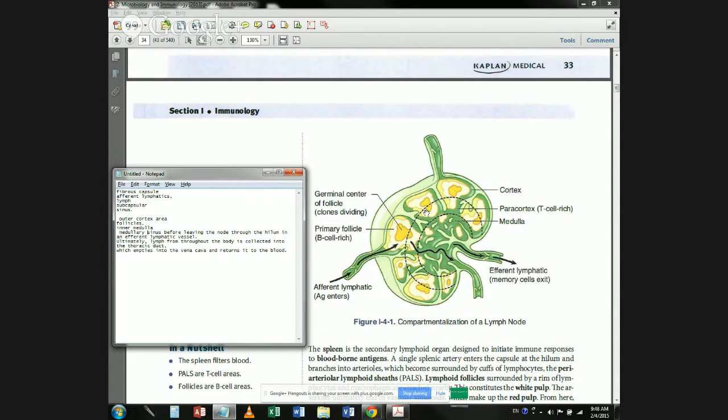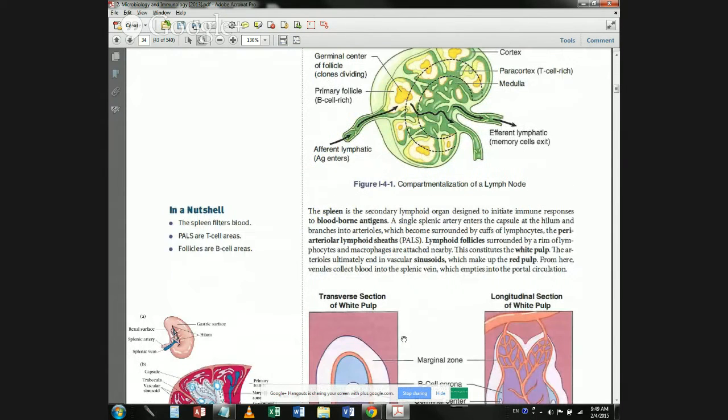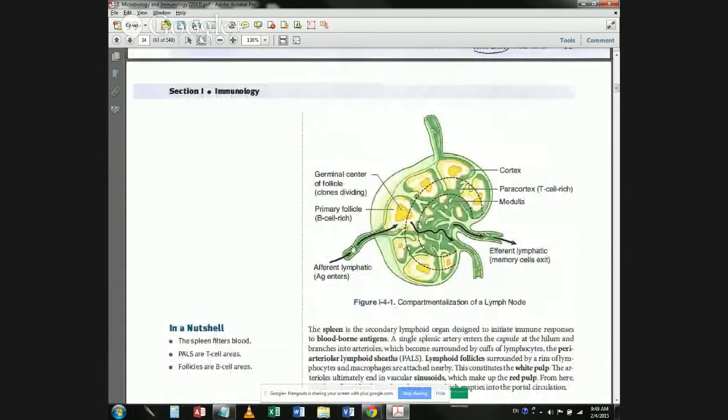All of this, before leaving the node through the hilum, this area is the hilum area, in an efferent lymphatic vessel. These are the efferent lymphatic vessels. Ultimately, the lymph from throughout the body is collected into the thoracic duct, which empties into the vena cava and returns it to the blood, heart, and blood vessels. Okay then. So next, let's look at the spleen. So that's pretty explanatory right there.